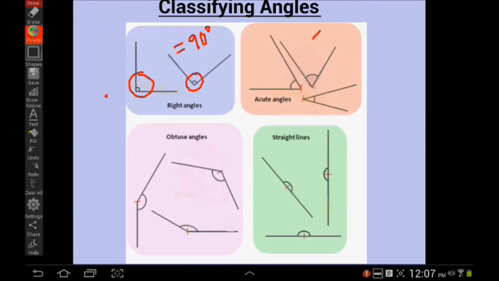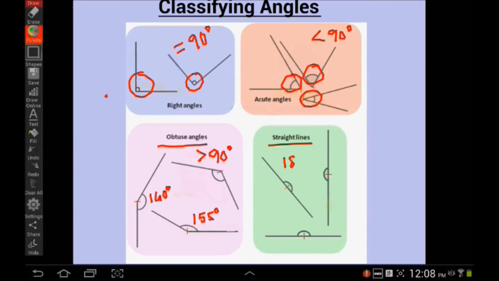Acute angles are less than 90 degrees. So all these angles here are all smaller than 90 degrees. Obtuse angles are kind of the opposite of acute angles. Obtuse angles are greater than 90 degrees. So all these angles right here are greater. I'm betting, just off the top of my head, that this angle right here is like 160 degrees. This one right here might be 155 degrees, but they're all greater than 90. They're also less than 180. And then lastly, you have your straight angles. So your straight angles equal exactly 180 degrees.